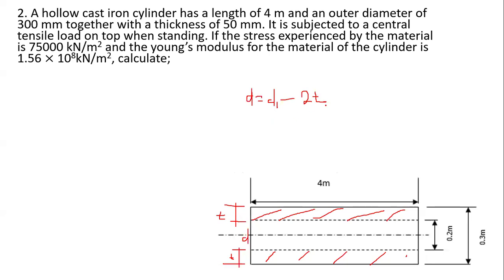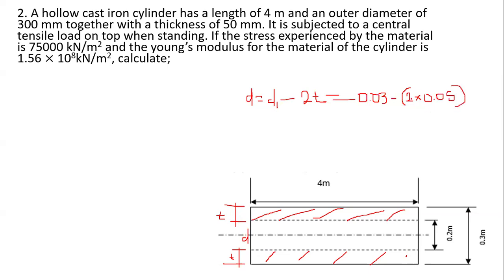So if I want now, I can simply do this. I'll say this is equal to D1, the one we have as 0.03, then minus, I'll just use the brackets, 2 multiplied by the thickness, which is 50 millimeters. If you convert 50 millimeters to meters, it becomes 0.05.